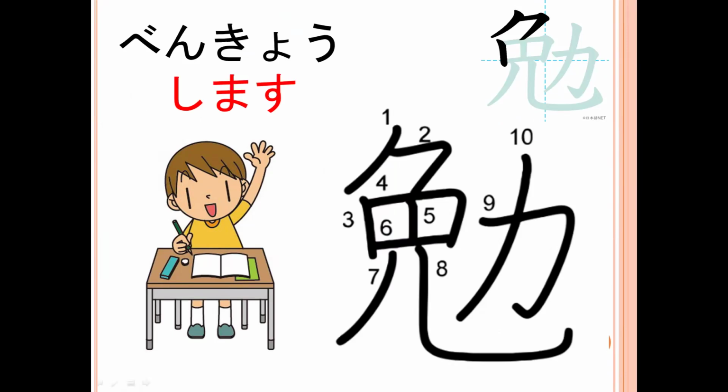This kanji is having totally 10 strokes. You can see number 1 to 10. Totally 10 strokes. Benkyo shimasu means studying.